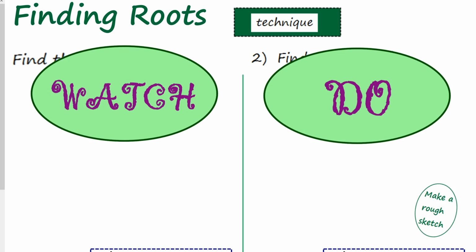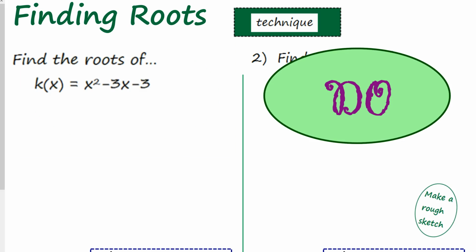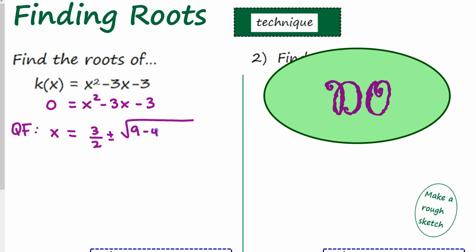Okay, let's try another one. Still working on finding roots. And this time we have k of x, and this is not factorable. We still need to start by setting it equal to 0. So we're going to either complete the square or use the quadratic formula. Most people elect to use the quadratic formula. So we have x equals the opposite of b over 2a plus or minus the square root of b squared minus 4ac all over 2a. So we get 3 halves plus or minus the square root of 21 over 2.